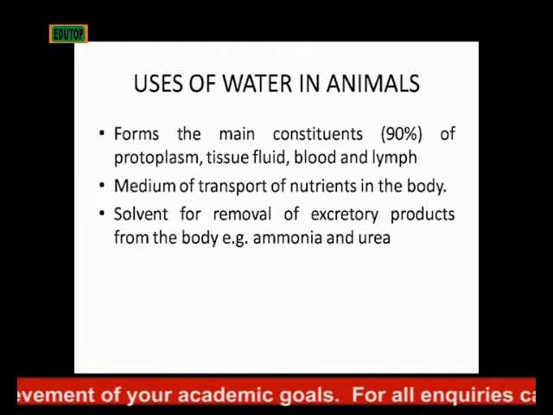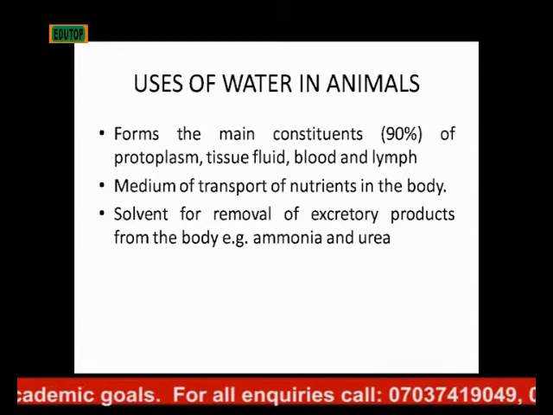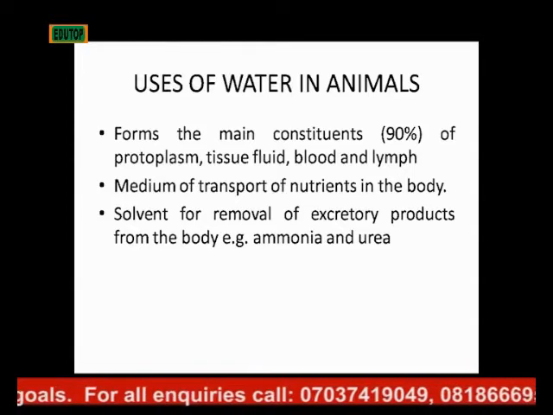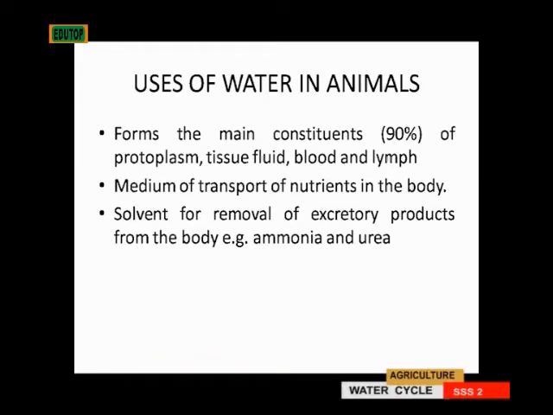Now, the uses of water in animals. 90% of the protoplasm, tissue fluid, blood and lymph is made up of water. Then it's a medium of transport of nutrients in the body. When there is no water in the body, then nothing is transported actually. Then it is a solvent for removal of excretory products from the body. For instance, ammonia and urea are removed by water.